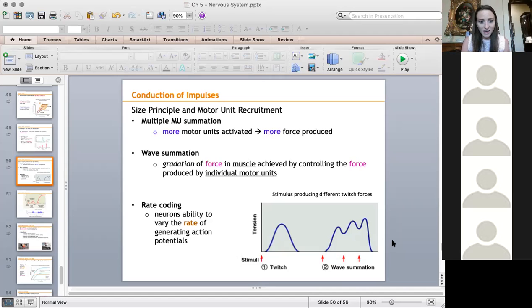How do we do that? How do we increase tension, or how do we create wave summation? By rate coding. Rate coding is controlling the rate at which the action potentials are sent to the muscle. So when we see the picture of wave summation, we see those arrows, those are action potentials. As the action potentials are being sent in a shorter time frame, we're activating the muscle at a faster rate.